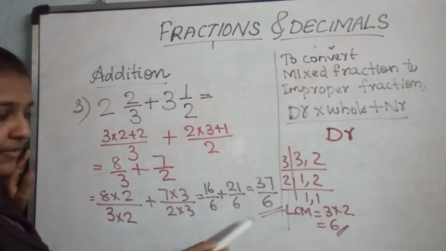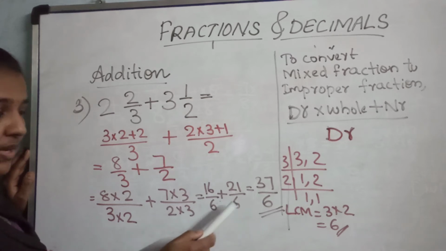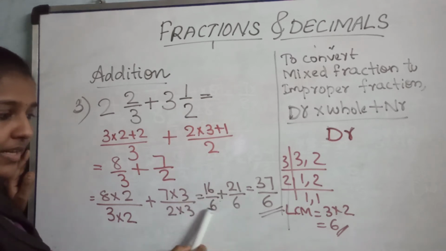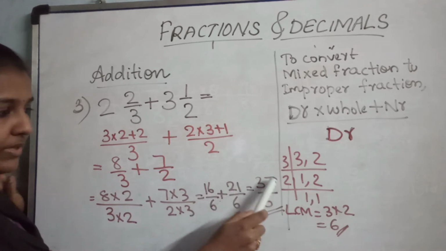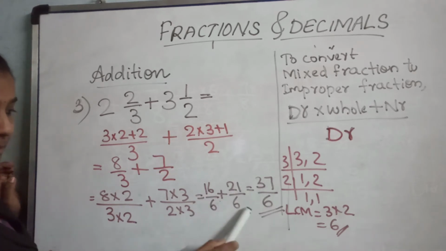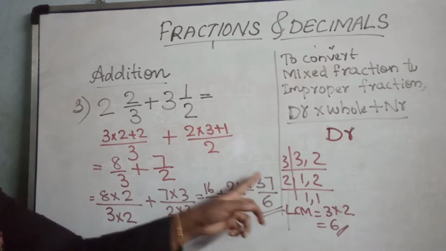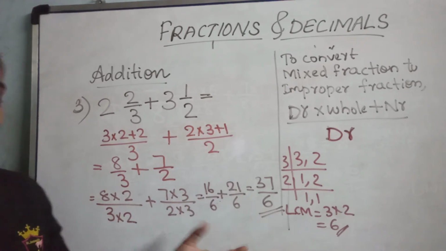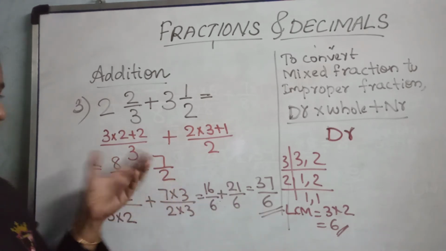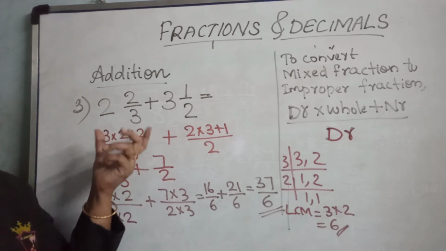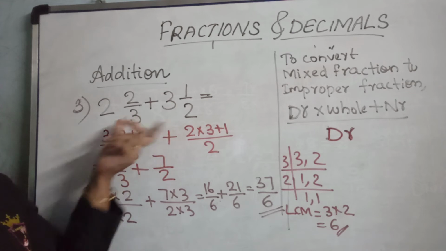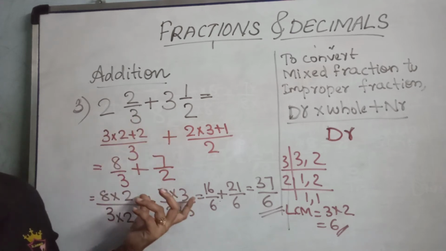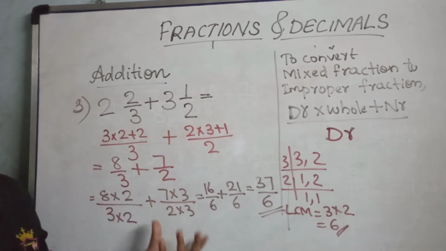That is, after making it like fractions, you can add the numerators together and write the same denominator. So 16 plus 21 is 37 by the same denominator 6. So 37 by 6 is the answer. And this is the way to answer the addition questions which are given on the basis of mixed fractions. Okay. Addition of mixed fractions you can perform like this. Clear children?